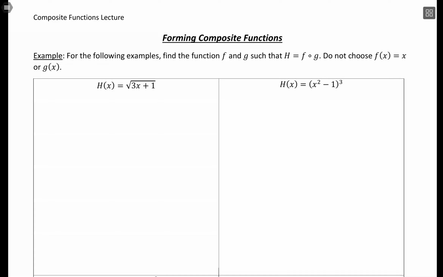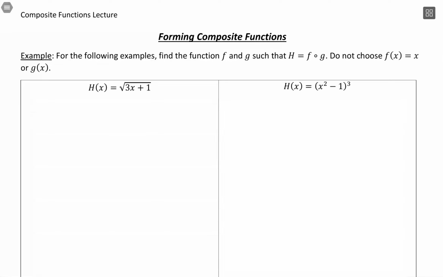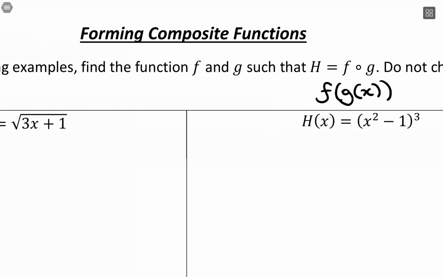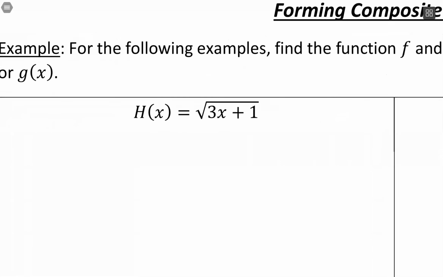So what we're going to do with this is we have these functions h, and they're made up of two functions. We have f of x and g of x. And we're looking at f of g of x, where g of x is the inside function, and f of x is the outside function. So let's look at this first example here.